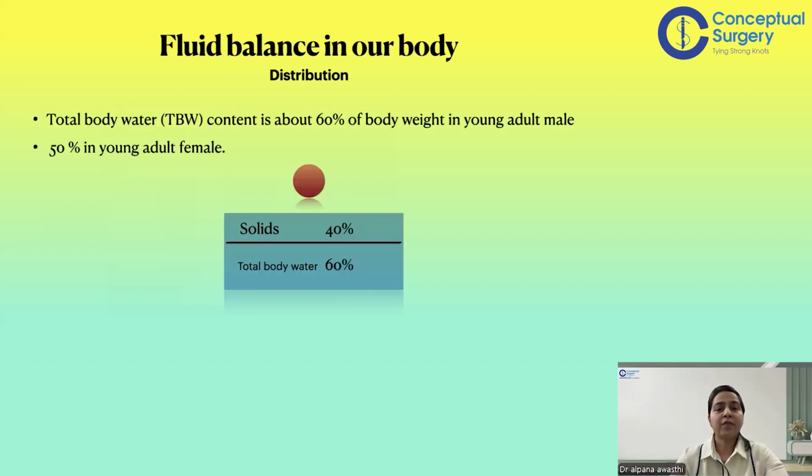Now, first of all, we're starting from the fluid. What is the fluid balance in our body? In a normal human body, total body water content is about 60% of the body weight in a young adult male and 50% in a young adult female. So solids are 40% and water content is 60% in a general male I am talking about.